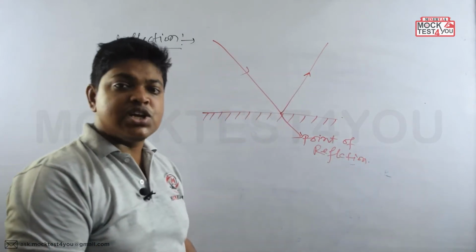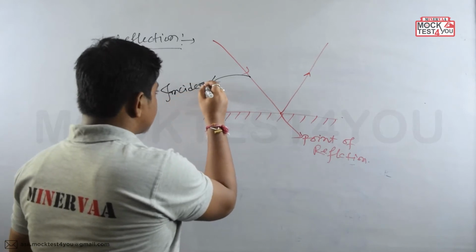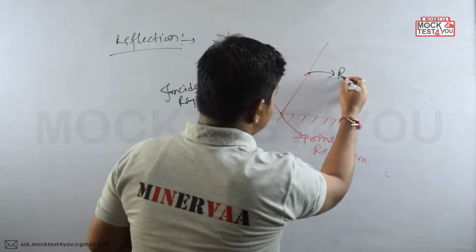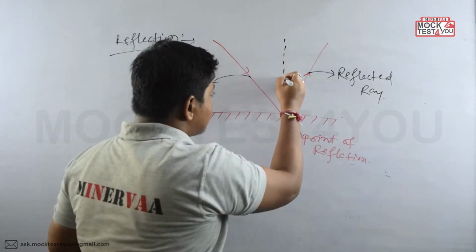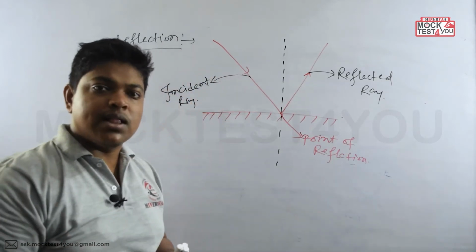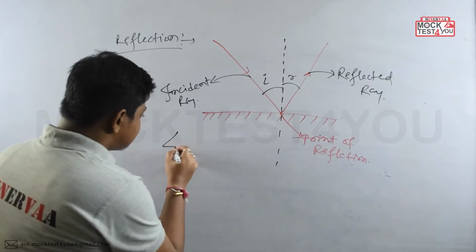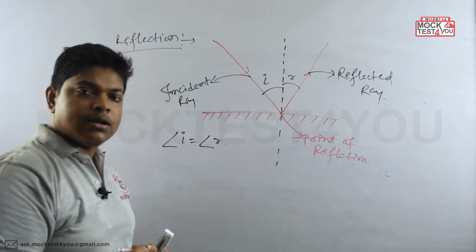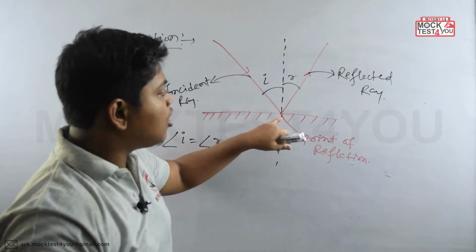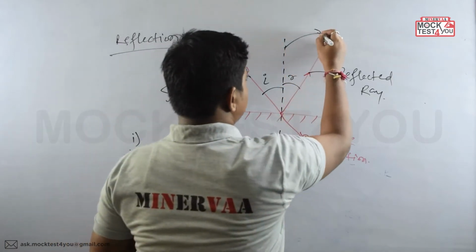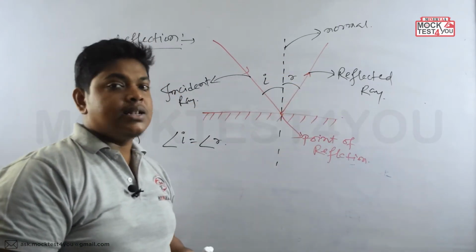To understand the laws of reflection, we have to know some things about the light wave. In this case, this is the incident ray. This is the reflected ray. And at this point of reflection, if we draw a perpendicular over here, then according to the law of reflection, the incident angle i is equal to the reflected angle r. This is the first law. The second law: the incident ray, the reflected ray and the normal lie on the same plane. This is the normal we have just drawn over here. The incident ray, the normal and the reflected ray all lie on the same plane.